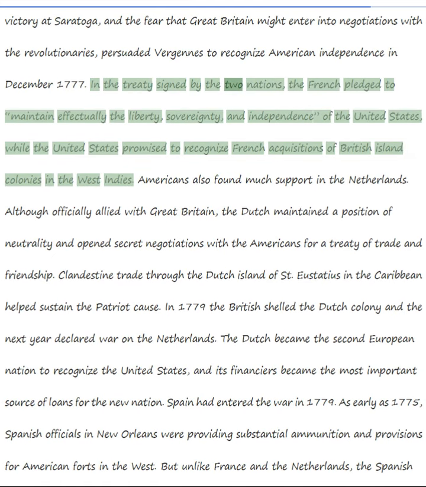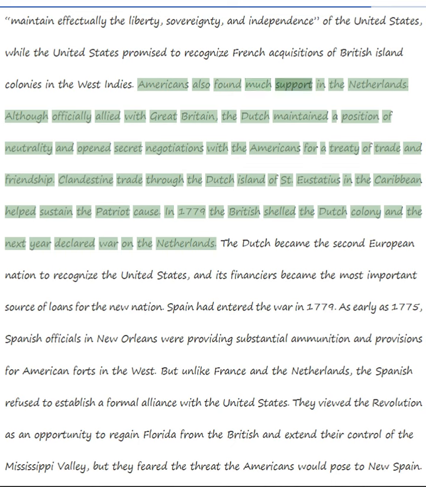In the treaty signed by the 2 nations, the French pledged to maintain effectually the liberty, sovereignty, and independence of the United States, while the United States promised to recognize French acquisitions of British island colonies in the West Indies. Americans also found much support in the Netherlands. Although officially allied with Great Britain, the Dutch maintained a position of neutrality and opened secret negotiations with the Americans for a treaty of trade and friendship.